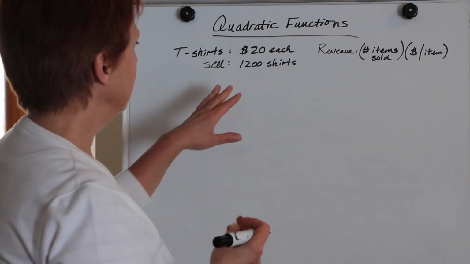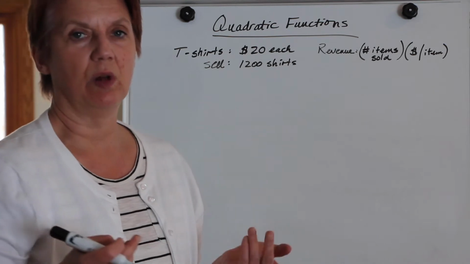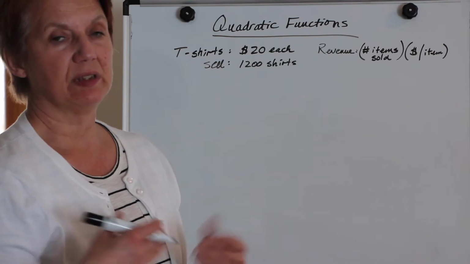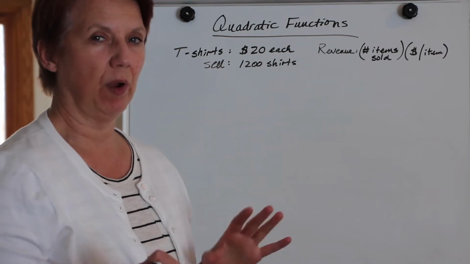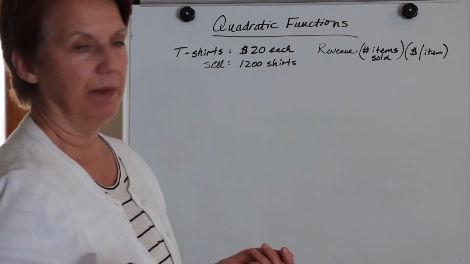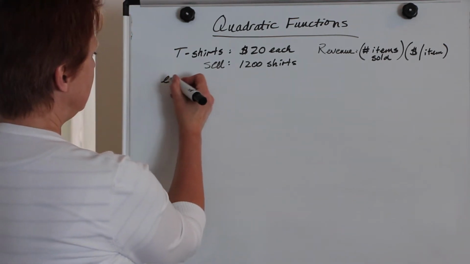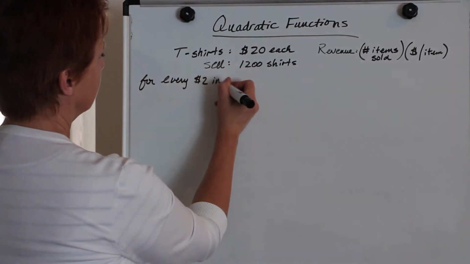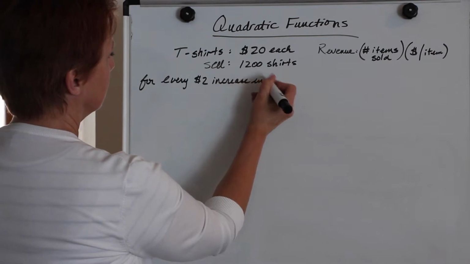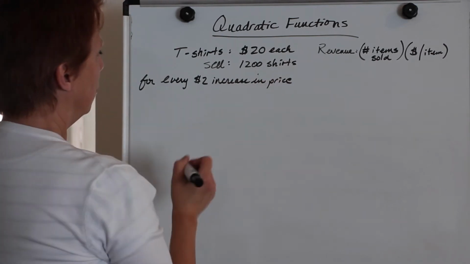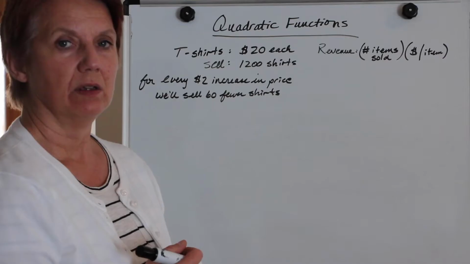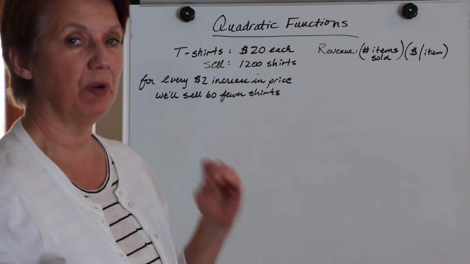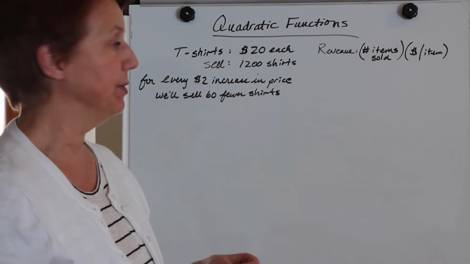So what people have been telling us is they've been saying, you know what, those shirts are really good quality, you could sell them for more than $20. But we also recognize that if we sell them for more money, fewer people will buy them, so we're a little bit wary there, okay? So we have a survey, and we find that for every $2 increase in price, we're going to sell 60 fewer shirts. So what's our maximum revenue? Well, that's what we want to figure out. So we want to figure out what price should we sell them at to maximize the revenue.